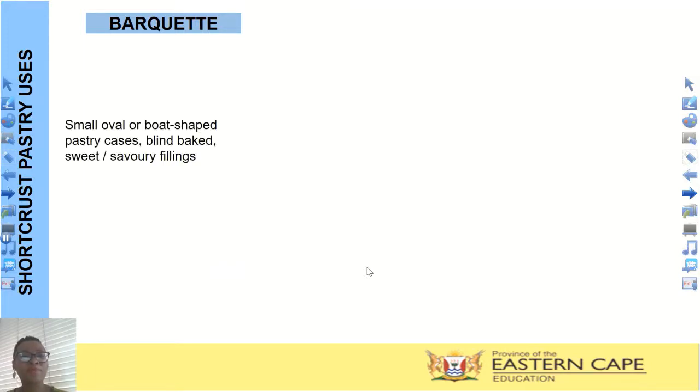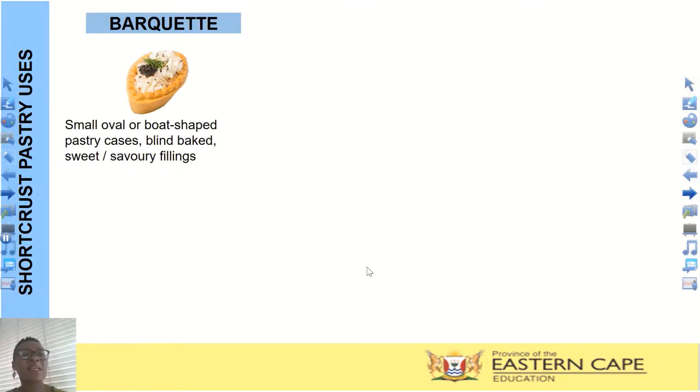Okay, let's look at the different products from short crust pastry. It is your baguette. These are small oval or boat shaped pastry cases that are blind baked. You can have your sweet or your savory fillings in them. What is important here, boys and girls, as we start with the uses, is that pastry can be integrated with your cocktail functions. It can also be integrated with your desserts.